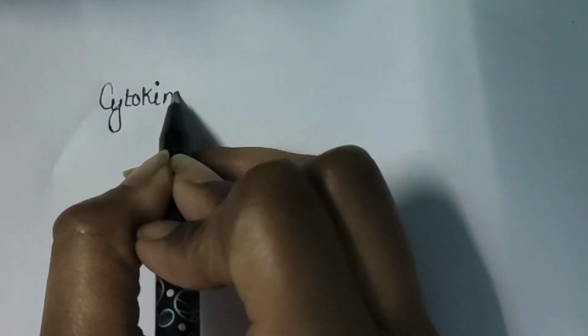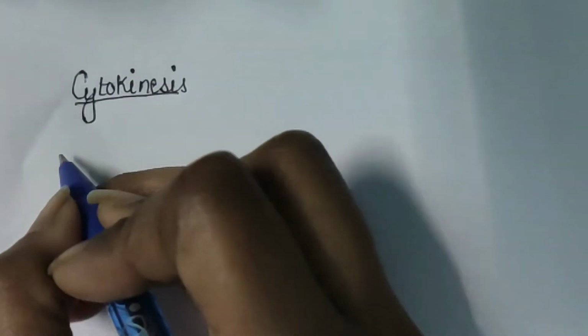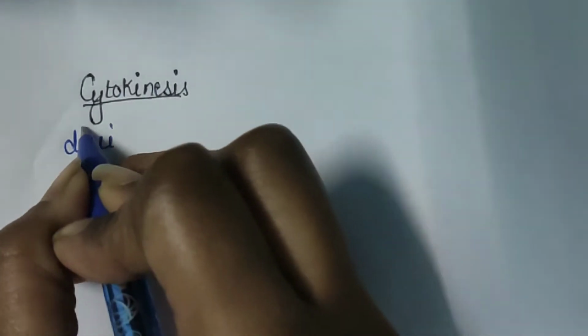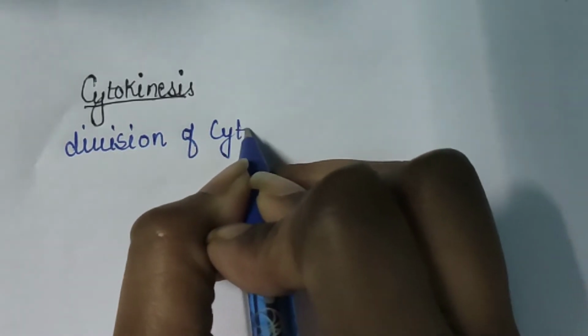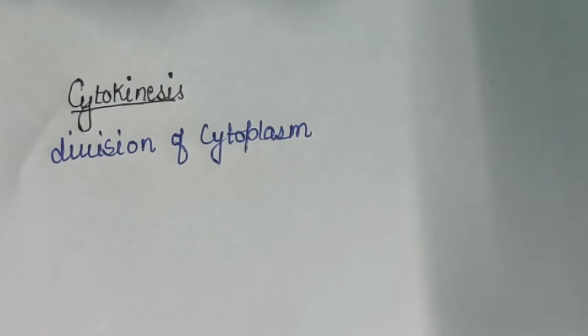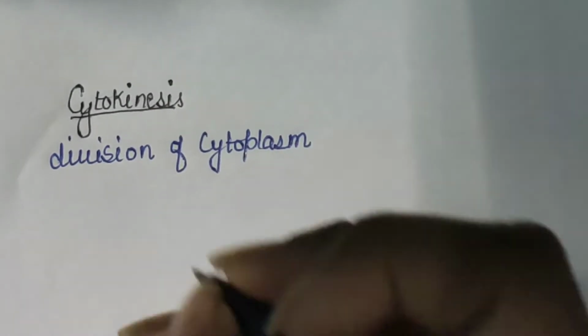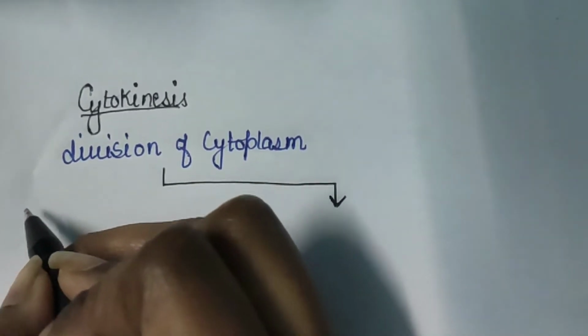So students, today we are going to discuss cytokinesis, which is the last phase of the cell cycle, or the last part of cell division. Cytokinesis means the division of cytoplasm. Now, the division of cytoplasm basically occurs by two different methods, and these two methods are completely based upon the type of cell.